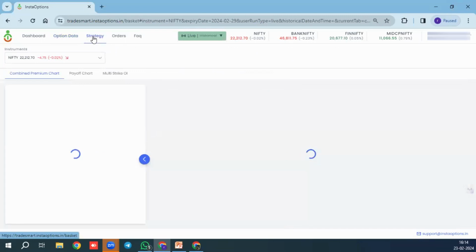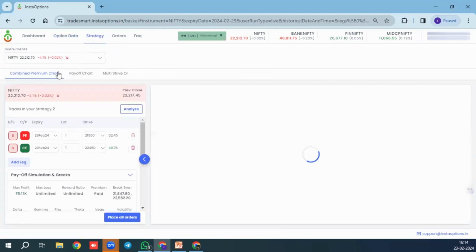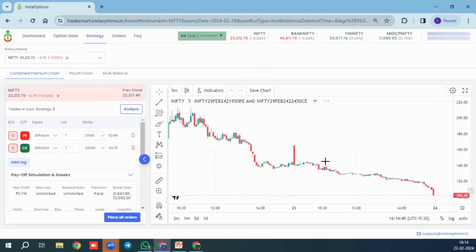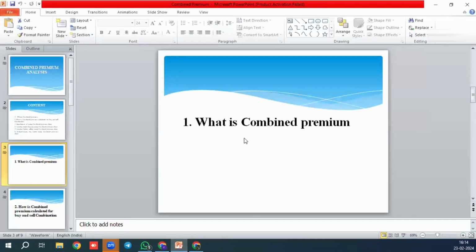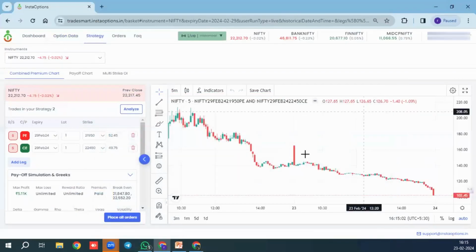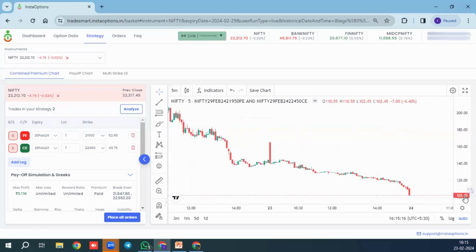Now we'll go into our topic, combined premium chart. So what is combined premium chart? So today's first topic is what is combined premium chart? Combined premium, आप देख सकते हो, like there are two different premiums. Okay, and if you add these two, it is 103, 102.45. It will be exactly the same.